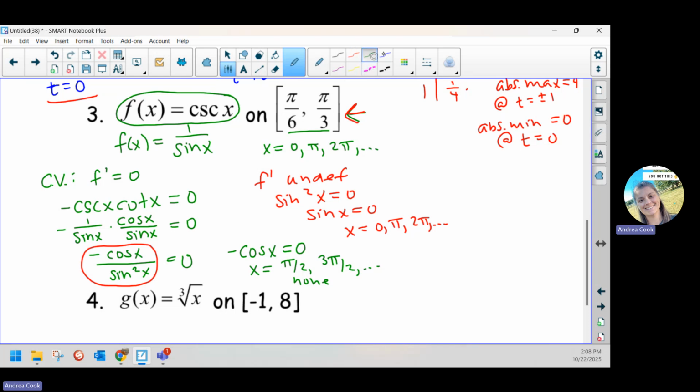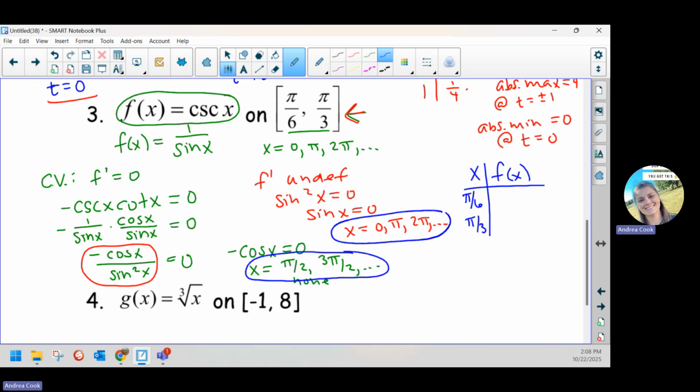So when we make our table, the only thing we have on our table are the endpoints of pi over 6 and pi over 3, because none of our critical values, remember these were our critical values and these are our critical values, none of them fall in that interval. So now we're just going to be looking at pi over 6. So I'm going to go to 1 over sine. So sine of pi over 6 is 1/2. So the reciprocal of that would be 2.